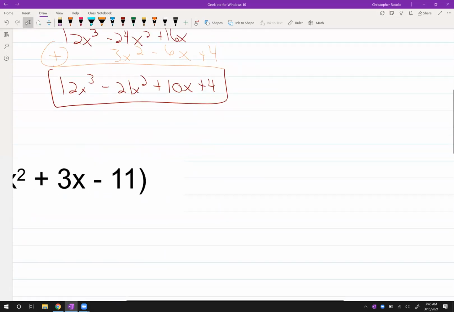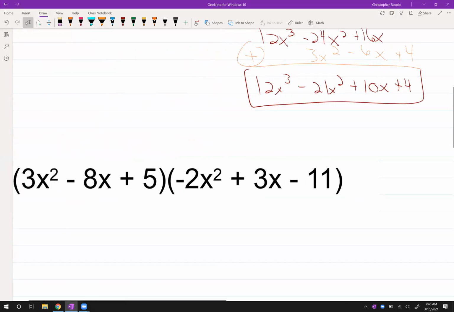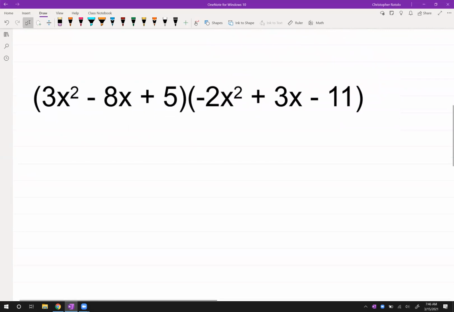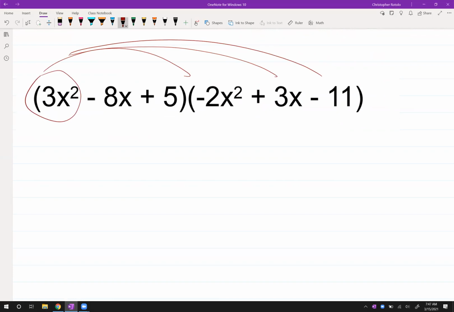All right, so that's how we handle binomials and trinomials. So how would I handle 2 trinomials? Well, I would just have a third layer to what we're going to do here. So let's take a look. I'm going to take 3x squared, and this time I'm going to take it from the left to the right. Remember, the order of multiplying doesn't really matter. So 3 times negative 2 is negative 6. Now x squared and x squared is x to the 4th. So 3 times 3 is 9, x cubed, and negative 33 with an x squared.